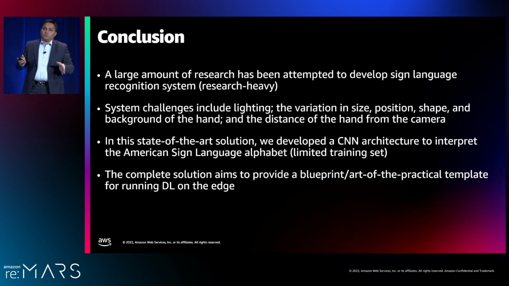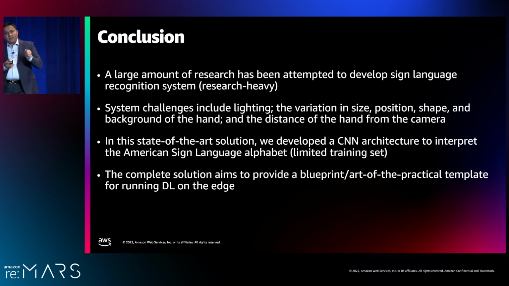As we conclude, an important thing: this is a research heavy area. There are lots of systems that have been designed that can interpret signs from images, but researchers in this field still have a lot of challenges. Some of these challenges are things like position of your hand, the color, the shape, the distance of the hand from the camera. All of these are major concerns. And Sarita mentioned that your model is as good as your data. So, these are the things you have to keep in mind.